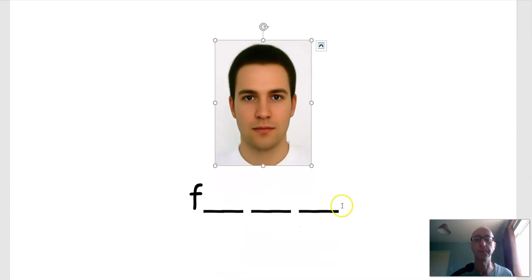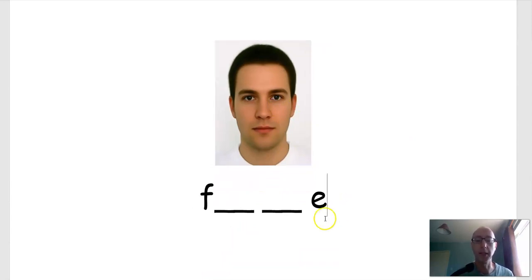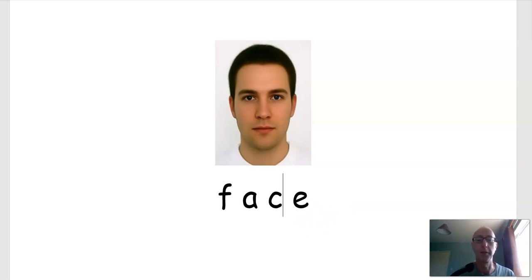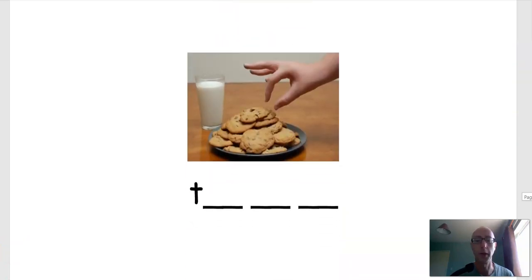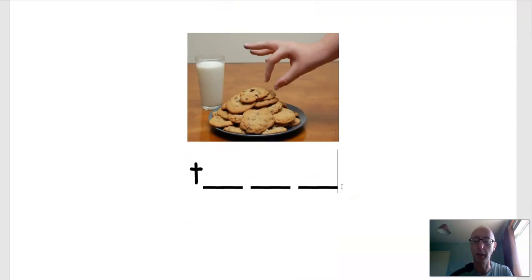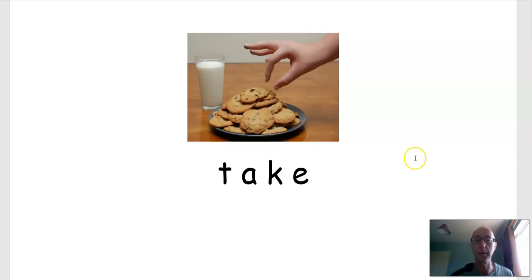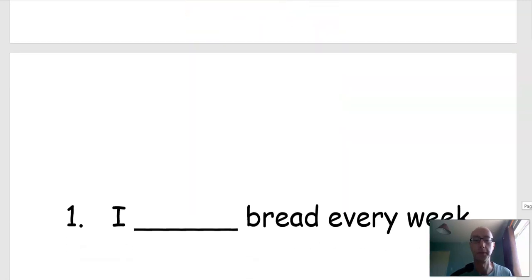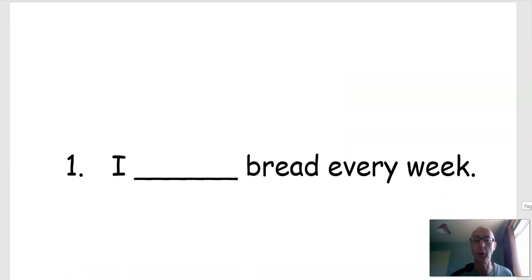What's this? If the last letter is E, how do we finish it? Face. Of course, it's face. Let's look at the next word. The next word is... Well, what do you think? The last letter is E. What do you think the word is with an A as the second letter? Take. Take a biscuit. Take a cookie. That's right.